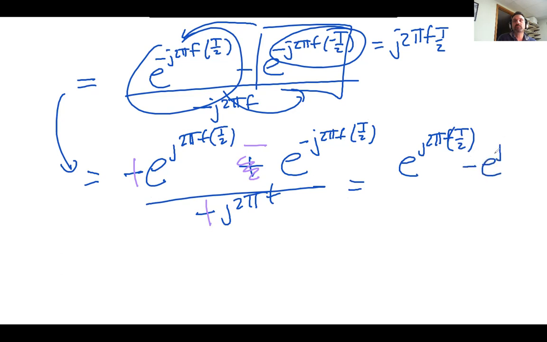minus e to the j, and I have j 2 pi f. Now, this is looking pretty darn good. One problem. Remember what Euler's relation for sine is. This is almost that, but the denominator is missing something. It's missing a t over 2.